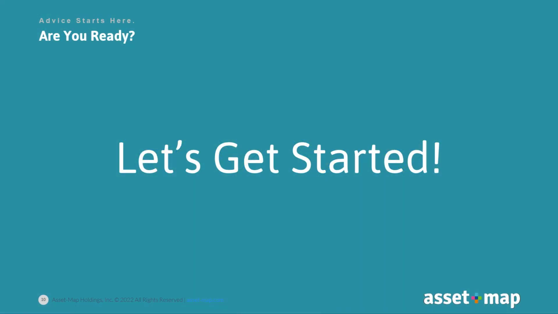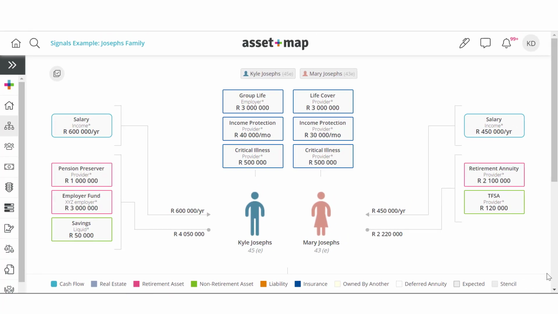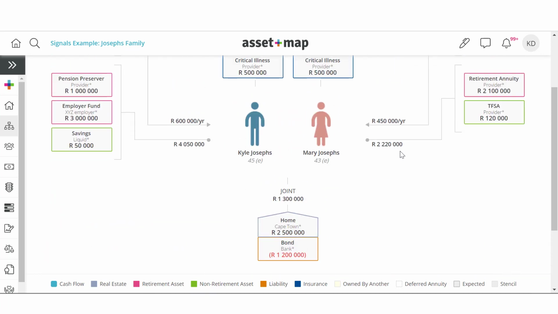I'm going to flip over. Okay, you can see AssetMap, just checking. Thumbs up, okay. So here we have the Joseph family. And similarly, I've kept it quite high level, a simple picture. We can see on the left, Kyle's got an income that he's earning annually. He's also built up some retirement funds and discretionary savings. On the right, we can see Mary's got an income. She's got a retirement fund and discretionary savings. At the top, we can see they've got some life cover, income protection, and critical illness cover. And below, we can see the properties and a bond.